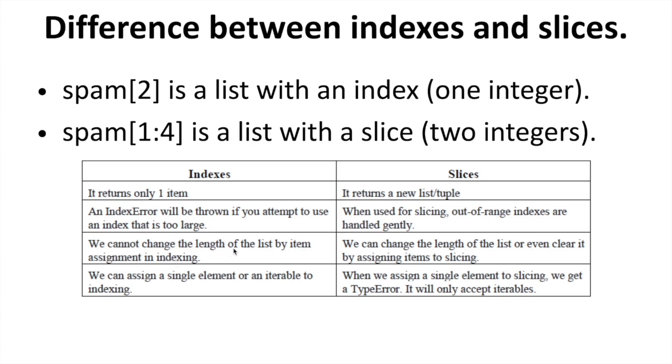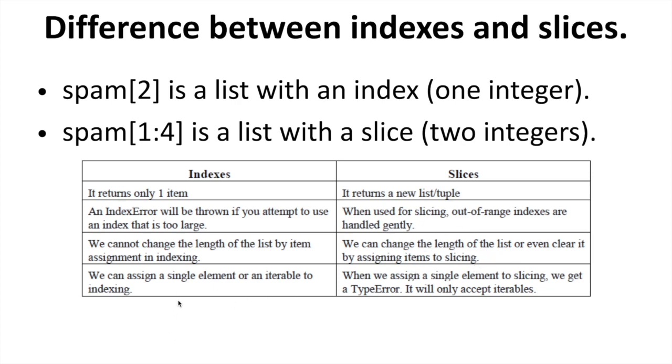We cannot change the length of the list by item assignment. Yes, you know that. We cannot change the length of the list using indexes. But in slices, we can change the length of the list, because we can create another list with different values.